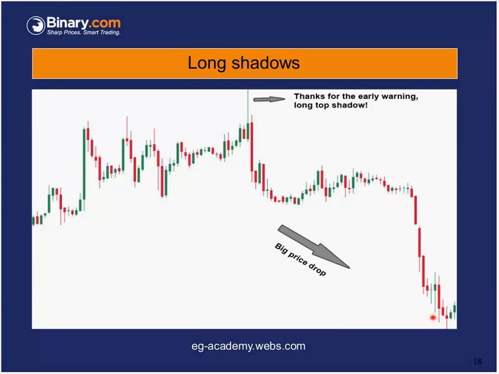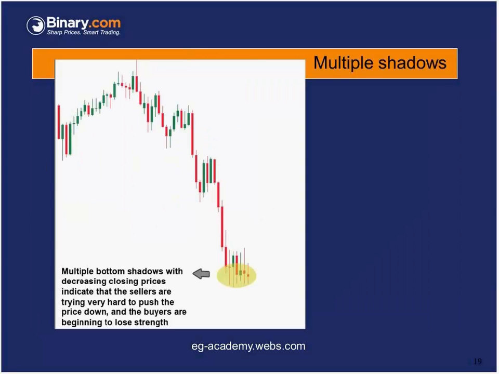Now, let's talk about multiple shadows. Unlike a single long shadow, the presence of multiple shadows usually indicates the weakening of support or resistance levels, while a single long shadow indicates a likelihood of prices moving in the opposite direction of the shadow. A cluster of multiple shadows indicates that prices are likely to move in the same direction as the shadow.